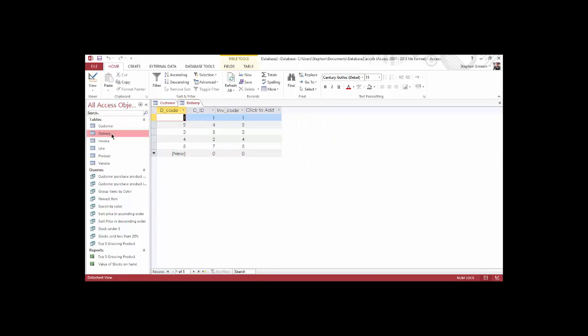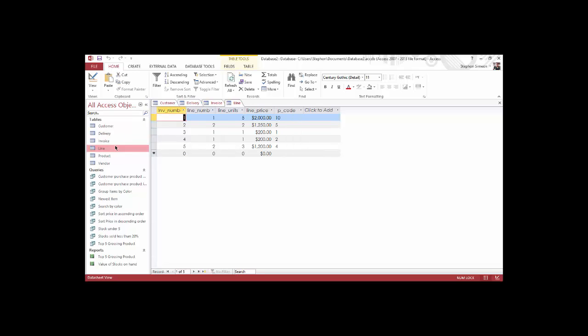Then there is the delivery table, which just has the delivery code, the customer ID, and the invoice code. So it would know which customer is ordering, so it will be able to pull the customer address and also the invoice as well to see what product exactly is being delivered to this customer and where. Then there's the invoice, which has just the invoice number, the customer ID, and the invoice date.